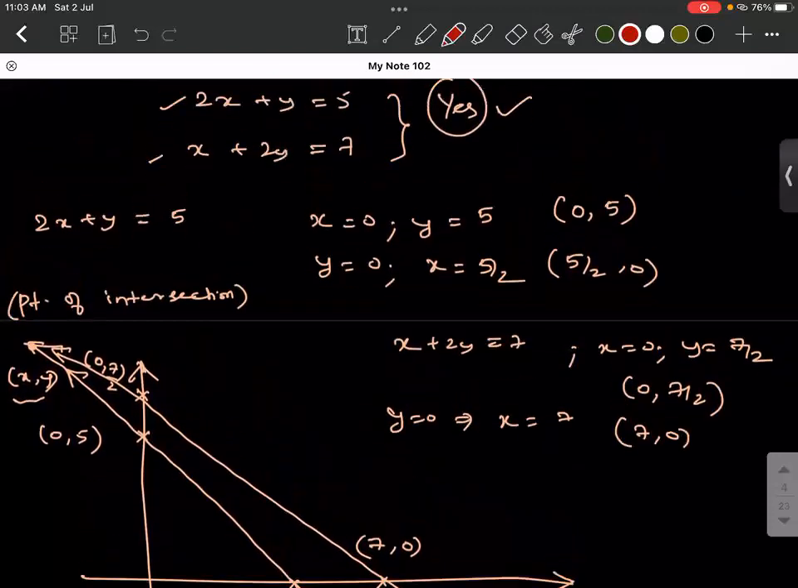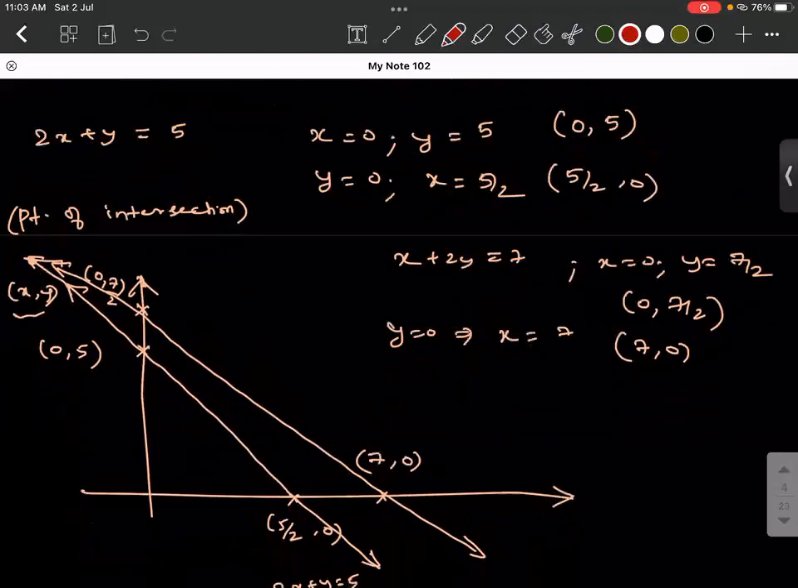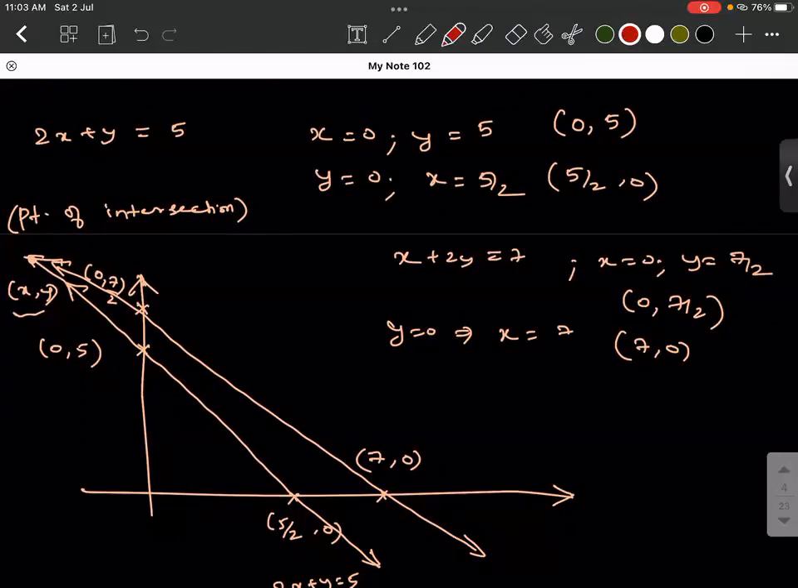So what are the two lines? 2x plus y is equal to 5 and x plus 2y is equal to 7. So for you to draw a line on the graph sheet, what is the minimum number of points required?